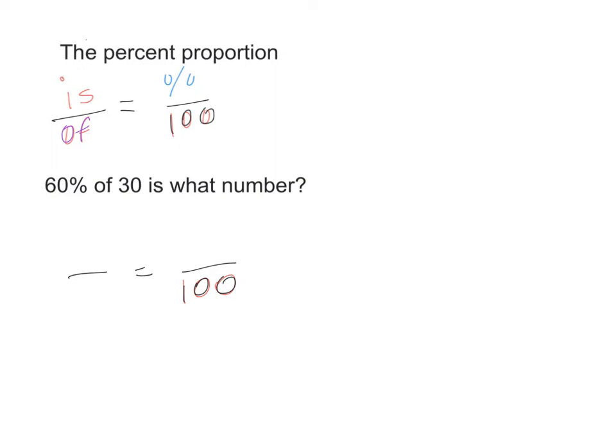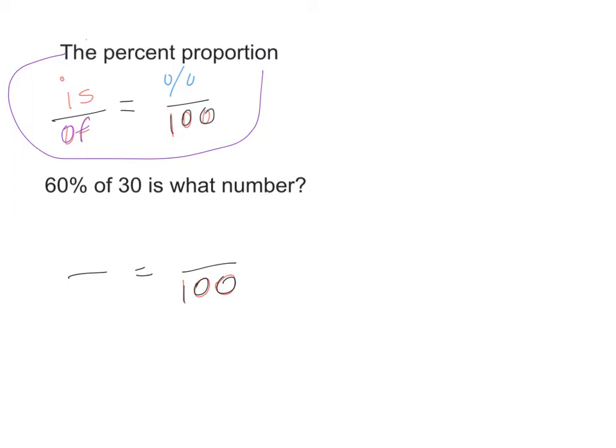We are starting the percent proportion. Percent proportions are proportions, so you have two ratios that are equal to each other, and they can help you find a percent or a part or a total of a number. And this formula right here, is over of equals percent over 100, works 100% of the time. There are some shortcuts that we will look at, but they only work in certain cases.